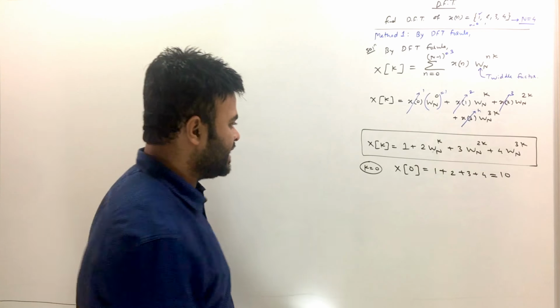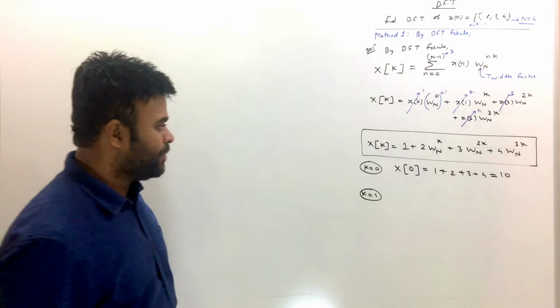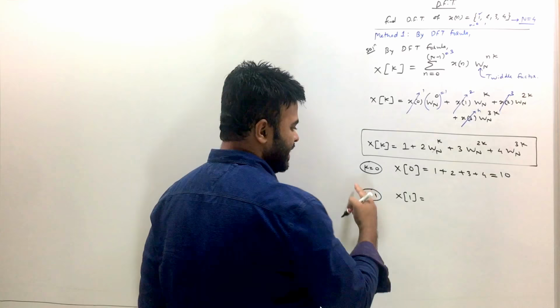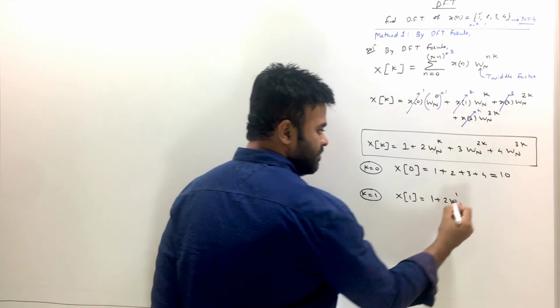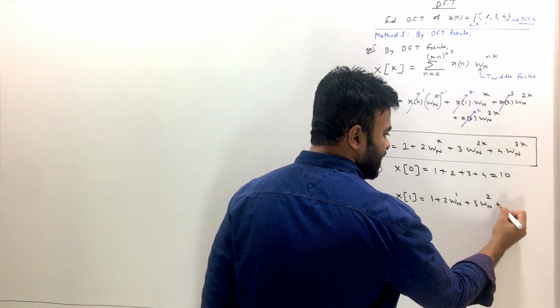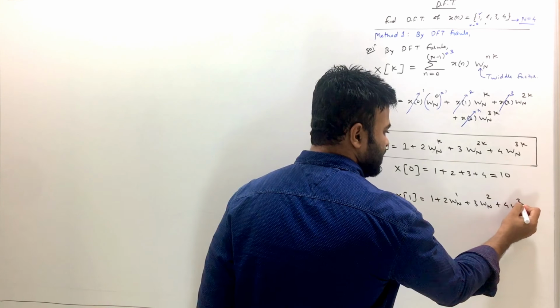Now, after k equal to 0, the next value I'll put is k equal to 1. When I put k equal to 1, X[k] will become X[1]. And the X[1] value will be 1 plus 2 W_N raised to 1 plus 3 W_N raised to 2 plus 4 W_N raised to 3.